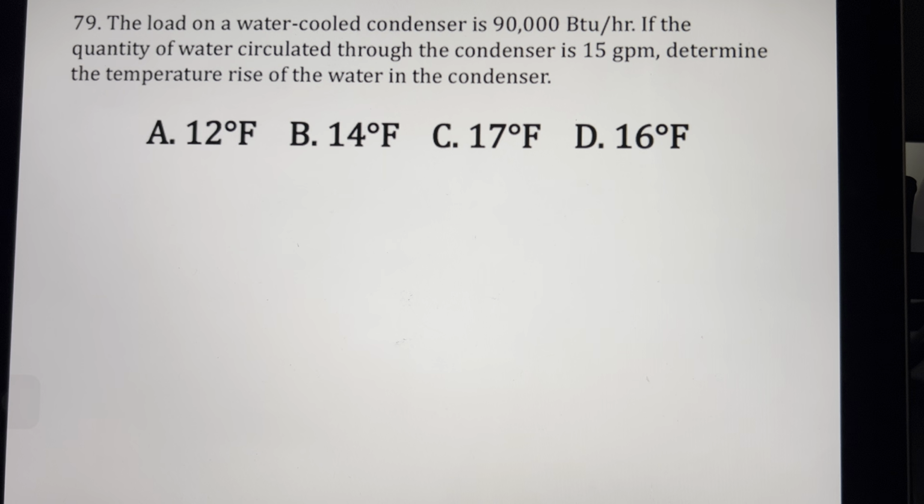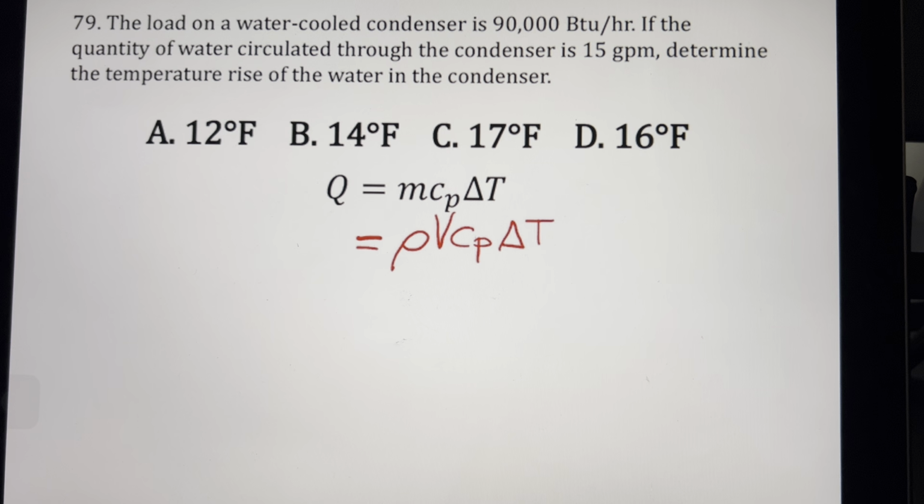79. The load in a water-cooled condenser is 90,000 BTU per hour. If the quantity of water circulated through the condenser is 15 gallons per minute, determine the temperature rise of the water in the condenser. Okay, so for the heat involved when there is a rise in the temperature, that is the sensible heat, m Cp delta T, or it's also the same with rho V Cp delta T, if you are talking about volume of water, which is the case in this problem.